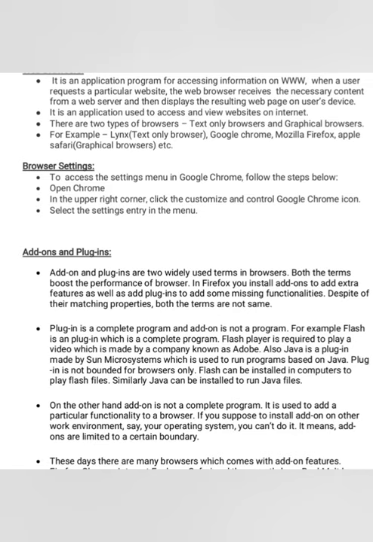So the first difference is that a plugin is a kind of complete program which you need to install in your system. On the other hand, an add-on is not a program. An add-on is like a single function or single property which is to be installed, but not completely. You will understand it easily by an example.